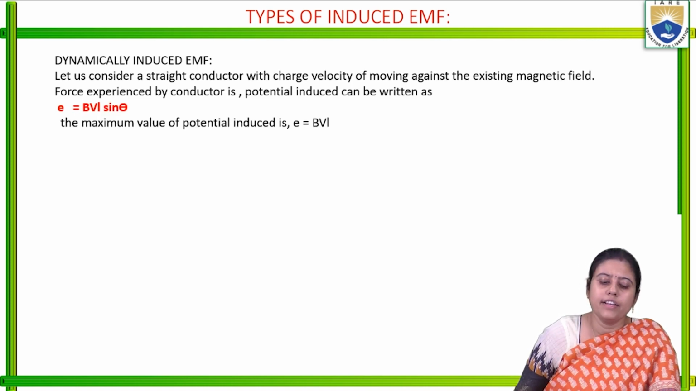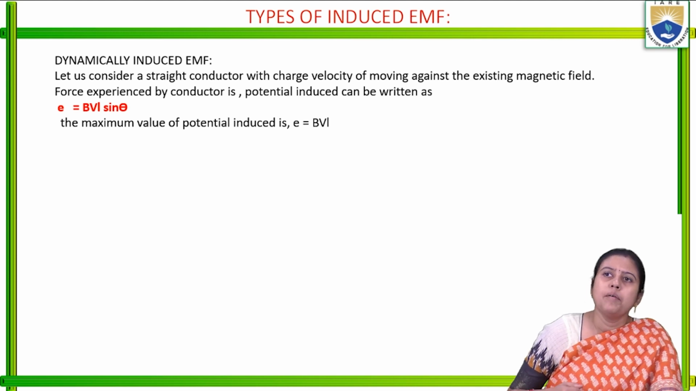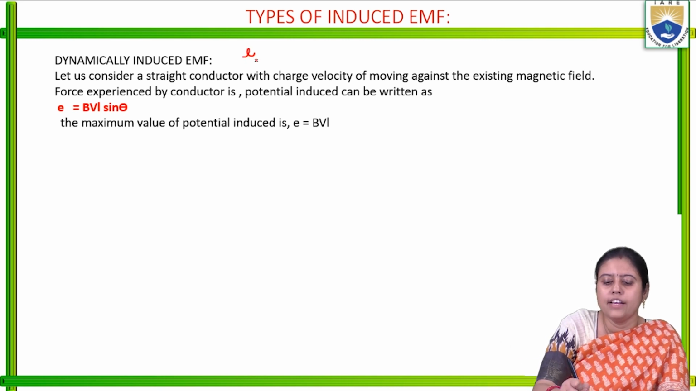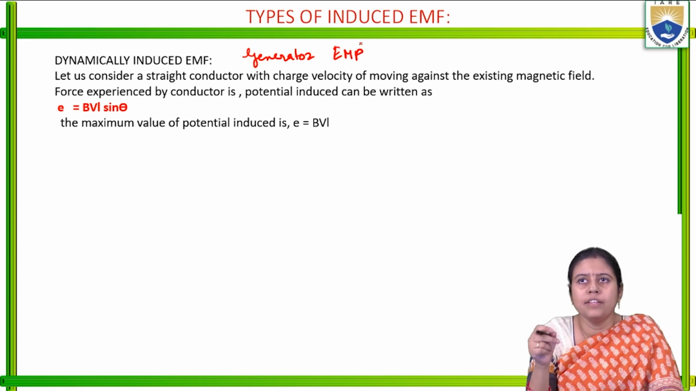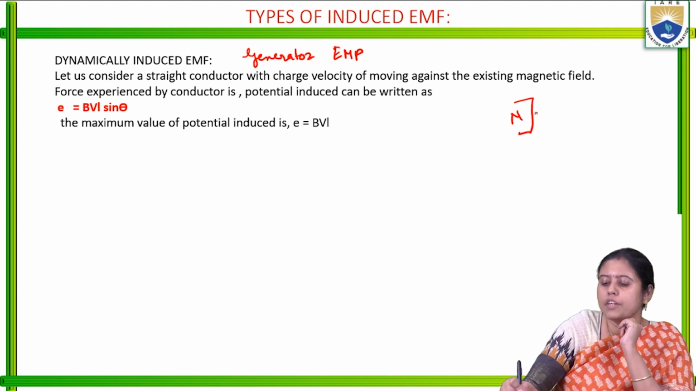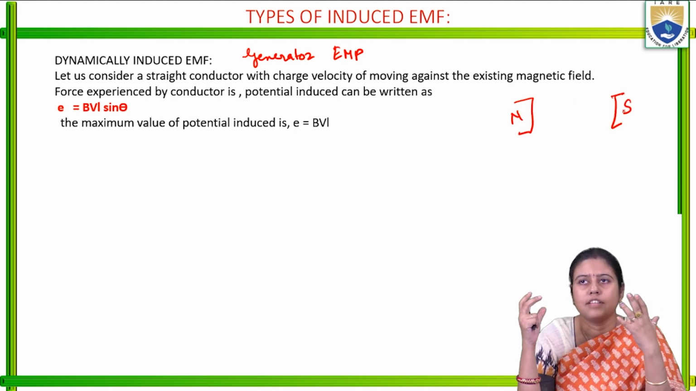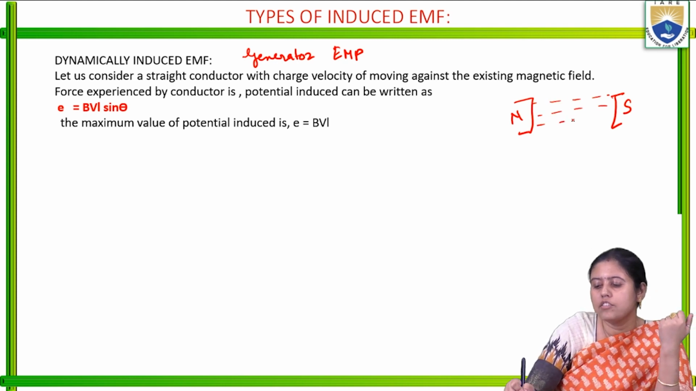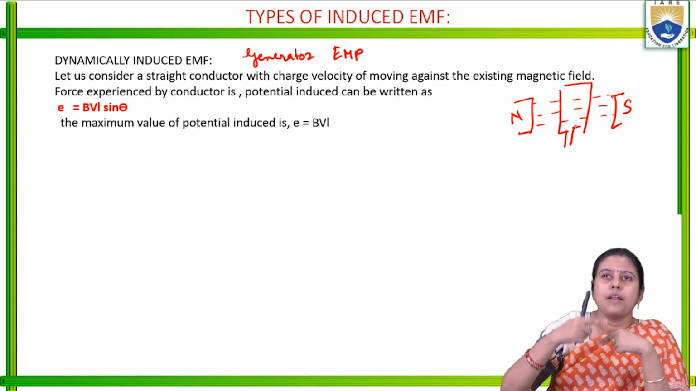One is the dynamically induced EMF, or another name of this is the generator EMF. So what is the generated EMF? Generated EMF means the magnetic field is constant and the conductors are moving. Let's think about a DC generator. North pole and south pole are in the stator portion. So there are some electric lines of force. Now if we rotate the armature with a prime mover, what will happen?